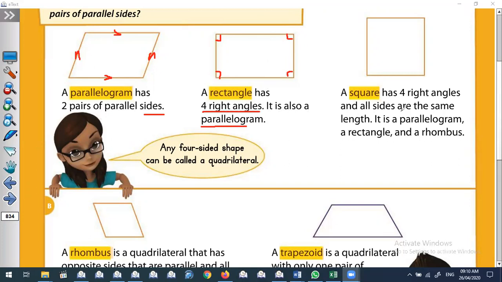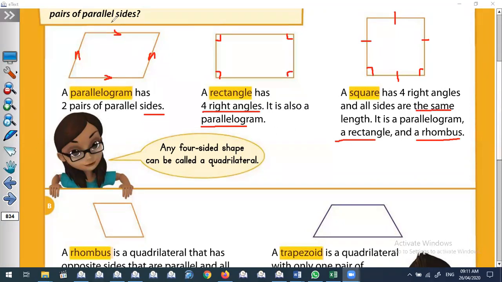Square has four right angles, four square corners, and all sides are the same length. All sides are equal in length. It's a parallelogram and rectangle and rhombus. I can call the square parallelogram, rectangle and rhombus.